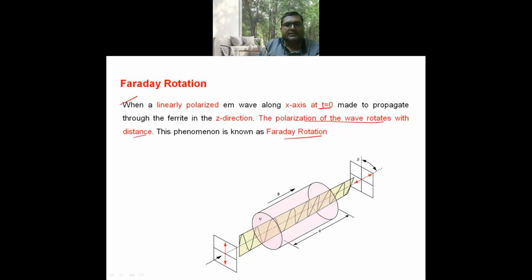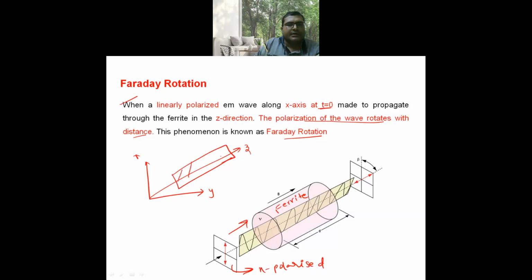Now assume this particular wave is x-polarized and traveling in the z direction. Here is a ferrite rod, and this is the direction of propagation in the ferrite rod. The ferrite rod is placed here, and this is the initial polarization of the electromagnetic wave at t equal to 0.